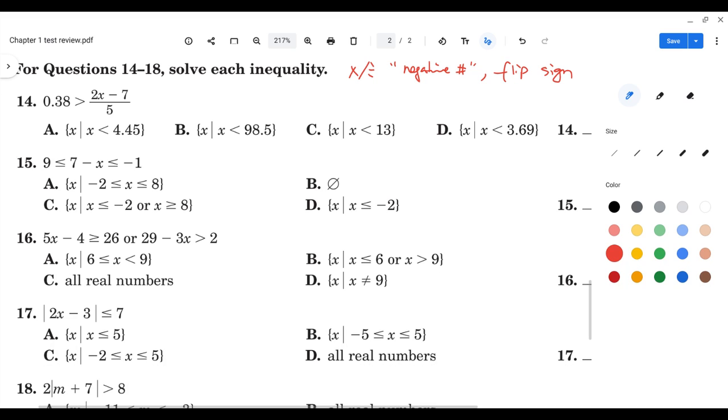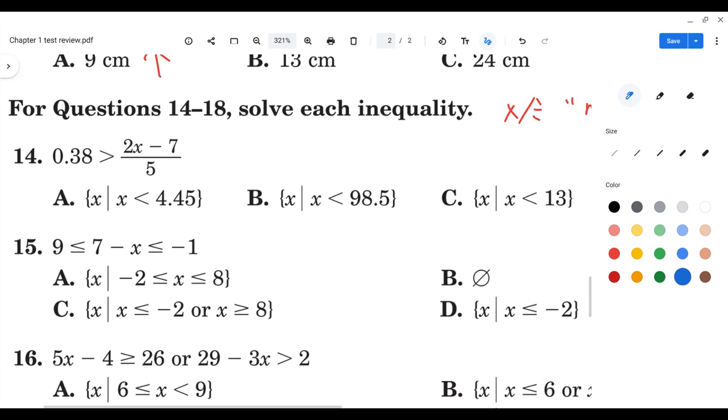So, question number 14, we need to isolate the x. That's right here. So we have a 4, 5, we have a negative 7, we have a 2 to get rid of. Which one do you get rid of first? The furthest away one. The furthest away is the 5. So what you need to do is multiply 5 on both sides.